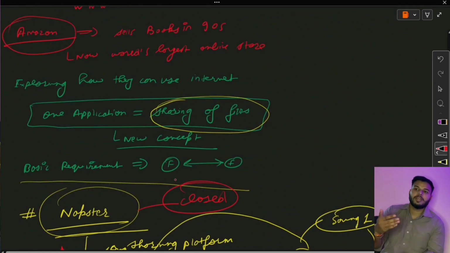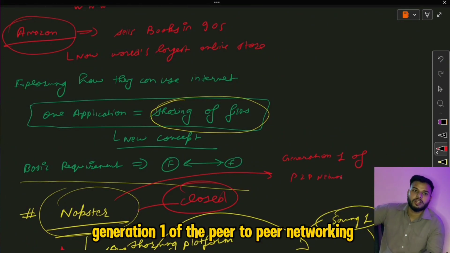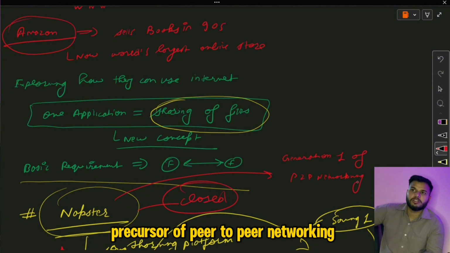Okay, so you can consider Napster as generation 1 of peer-to-peer networking, or as a precursor of a peer-to-peer network.